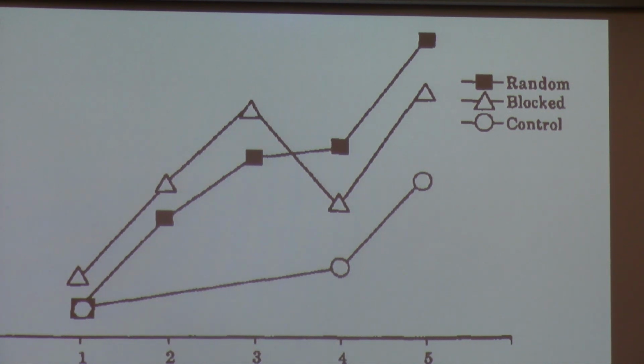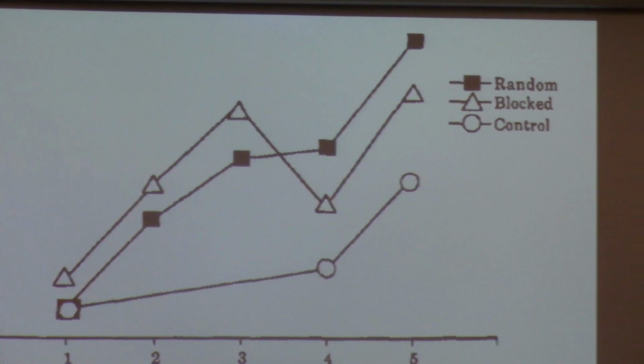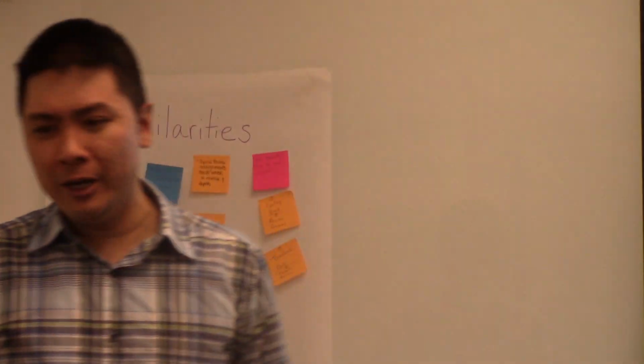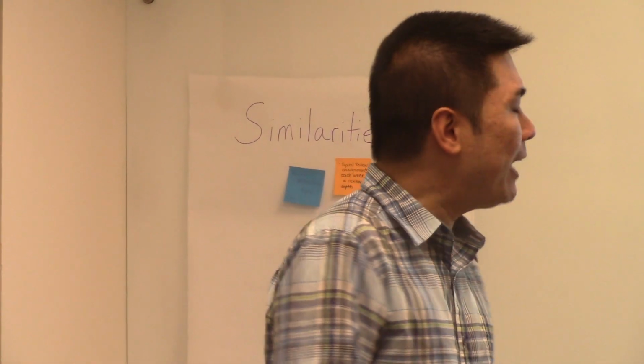The block group looked good during practice, but practice is not what counts, right? If you're playing an actual baseball game, you don't know what kind of balls will be thrown at you, right? So what counts is really what happens on the test, right? And here it's very clear, it's the random practice group that had the greatest improvement in batting performance, right?